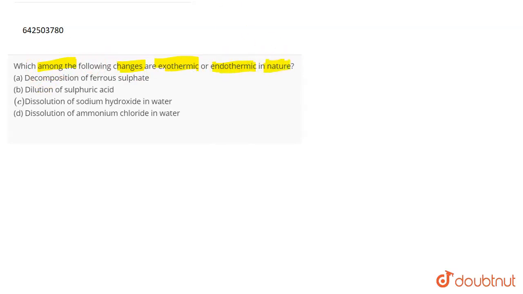The question is, which among the following changes are exothermic or endothermic in nature? So first of all, you should know the meaning of exothermic and endothermic. Exothermic reactions are those in which heat is given out, heat is produced in the system or a reaction. Heat is evolved. If we talk about endothermic reactions, you can say that heat is absorbed during these reactions, or heat is given to such systems. So this is the major difference between exothermic and endothermic reactions.